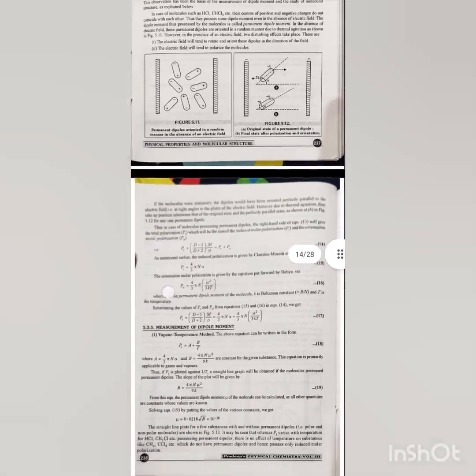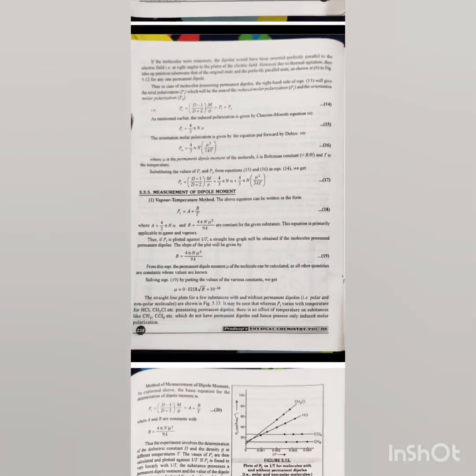Now, if the molecules were stationary, the dipoles would have been oriented perfectly parallel to the electric field, that is, at right angles to the plate of the electric field. However, due to thermal agitation, they take a position in between that of the original state and the perfectly parallel state, as shown in figure 5.12 for any one permanent dipole.